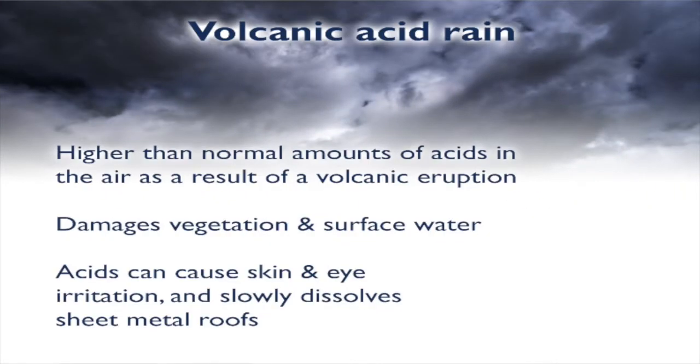I also mentioned this issue of volcanic acid rain, and I want to revisit that with you as well, taking a little bit deeper dive into that one. Higher than normal amounts of acids in the air resulting from these volcanic eruptions also damage vegetation. They poison surface water, and high acid levels can actually cause skin and eye irritation during the rain. And actually, this is acidic enough to dissolve some sheet metal roofs. In the Caribbean, a lot of folks have sheet metal roofs on their homes and in their villages, and this causes them to dissolve faster.